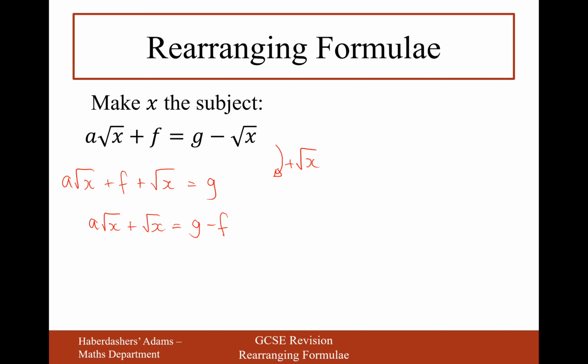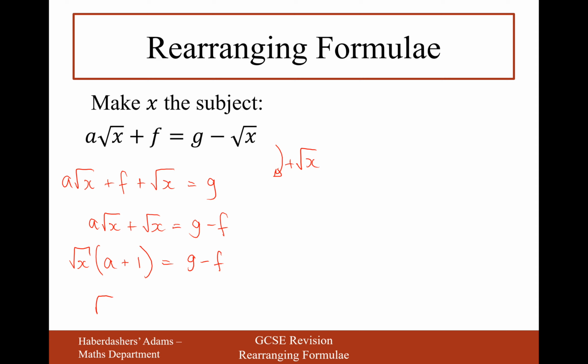Now let's factorise out the square root of x. So it's going to be square root of x, a in the first bracket, and then just 1 in the second part, because I need square root of x times by 1 to give me this 1 square root of x. And equals g minus f.